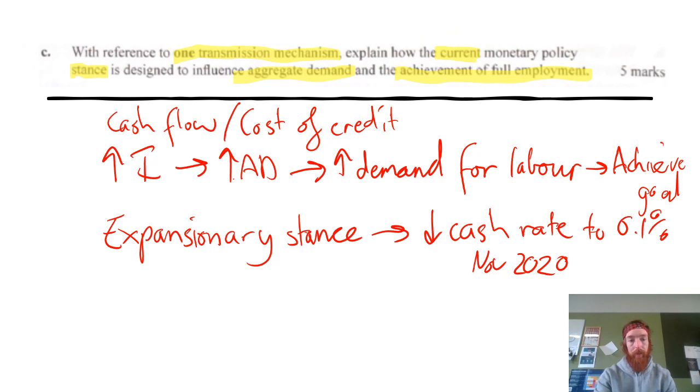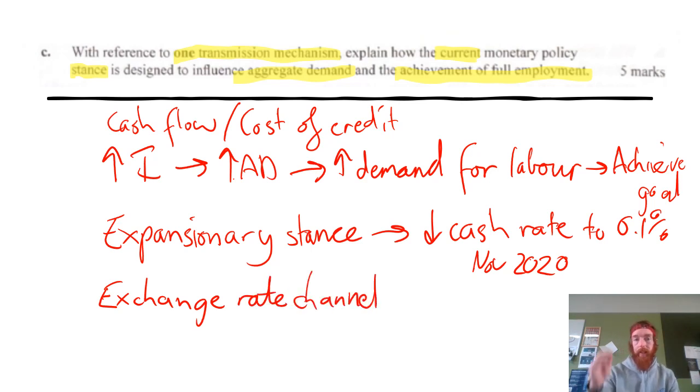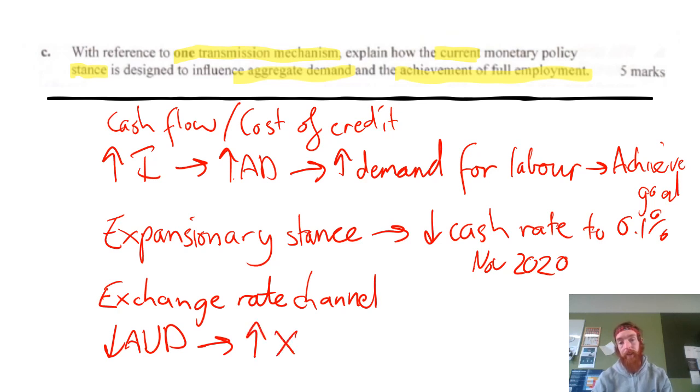So if we talked about the exchange rate one as well, if you went for that channel, you'd briefly talk about what it is. You'd say that when cash rates decrease, it leads to lower interest rates. This leads to foreign investors removing their funds from Australian financial institutions in search of greater return elsewhere, which then creates a greater supply of the Australian dollar on the foreign exchange market, leading to a depreciation of the Australian dollar, so decreased AUD. That leads to increased injections through the form of exports, increased aggregate demand, and then the same transmissions to demand for labour and helping to achieve the goal. So hopefully you went with one of those directions and you feel confident in that one.